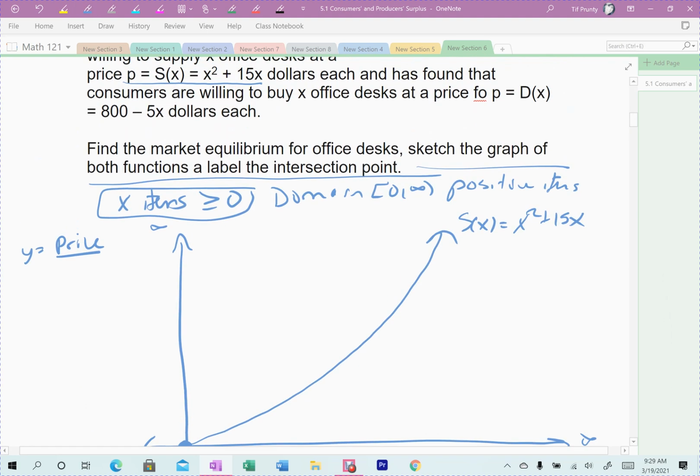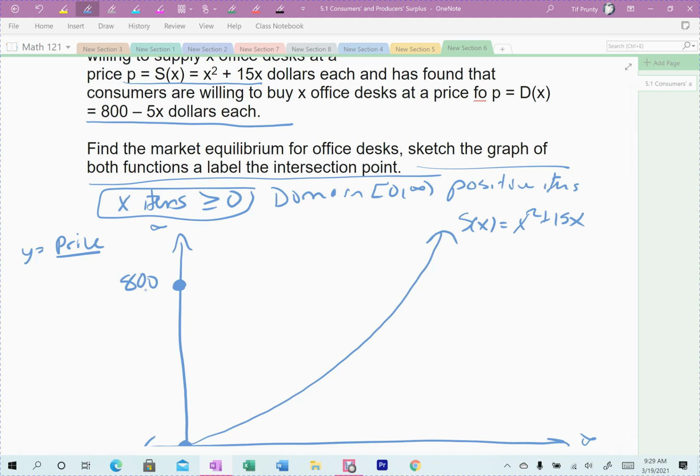And then my demand function is a line, right? The slope is -5, the y-intercept is 800. So I'm going to start with the y-intercept 800. I'm just going to mark it up here. This is the 800, meaning when the price is set at 800, nobody will buy the item. 0 items will be purchased. That's the maximum price where we can't sell any items.